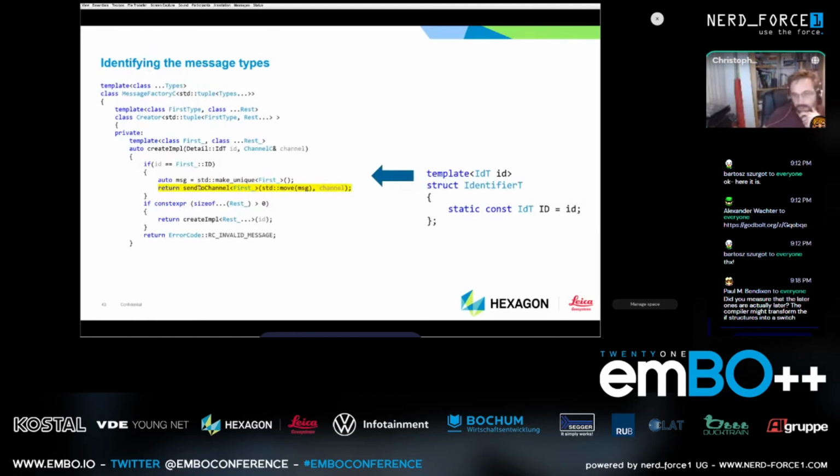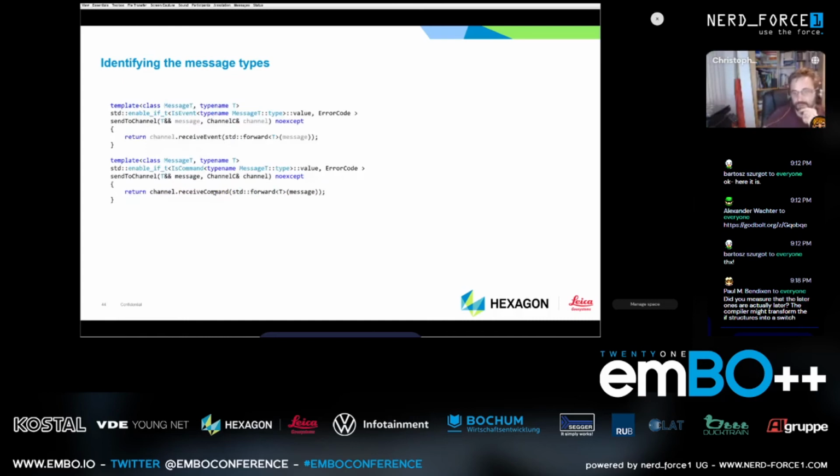So now the next problem is, of course, if we are sending it to the channel, we also need to distinguish if it's a command or an event. This is fairly straightforward. So we have a function send to channel. We enable if it's of an event, we can reuse our predicate here. We will return the error code. If it's true, then we can call channel receive event, and if it's a command, we will just call the receive command.